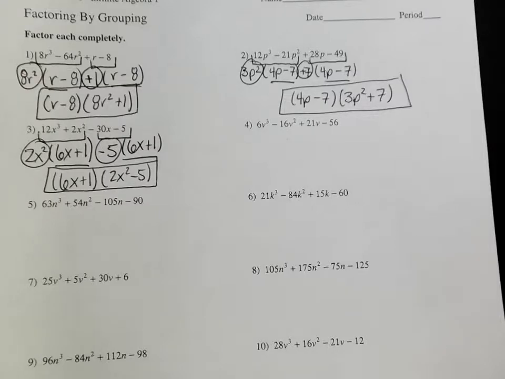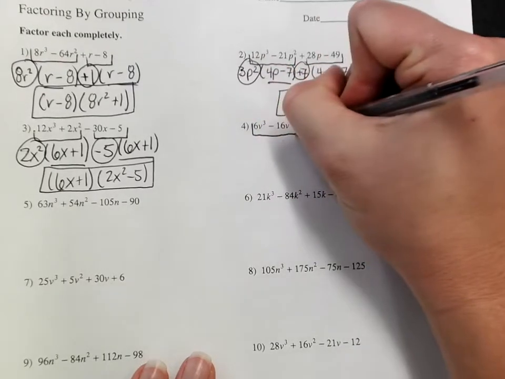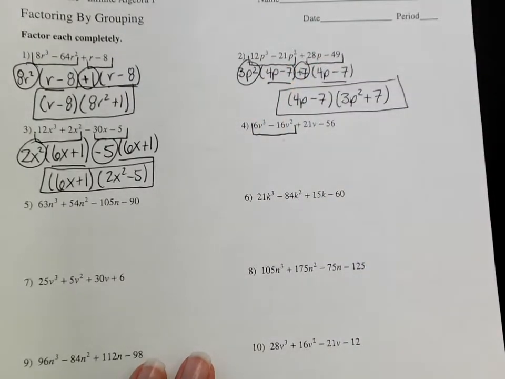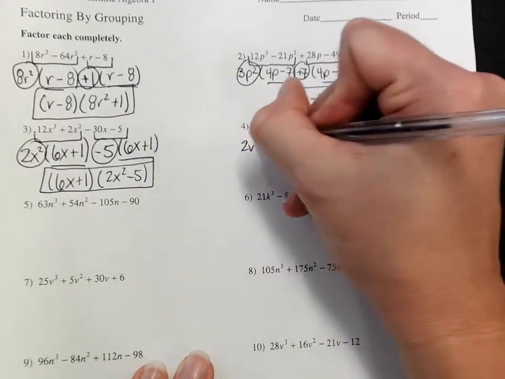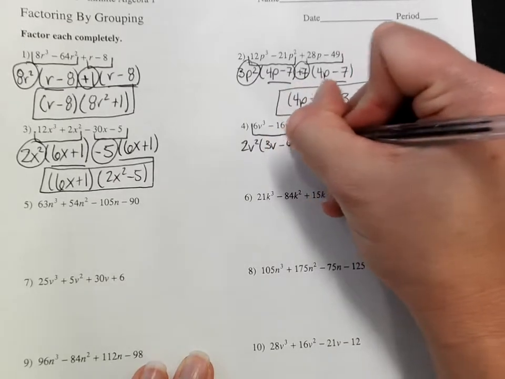Let's just work the next one, and then I'll say that y'all are pretty good with this. Question number 4. Again, group the first two together. What is the greatest common factor between there? It looks like a 2v squared. When I take the 2v squared out, I'm left with a 3v minus 8.